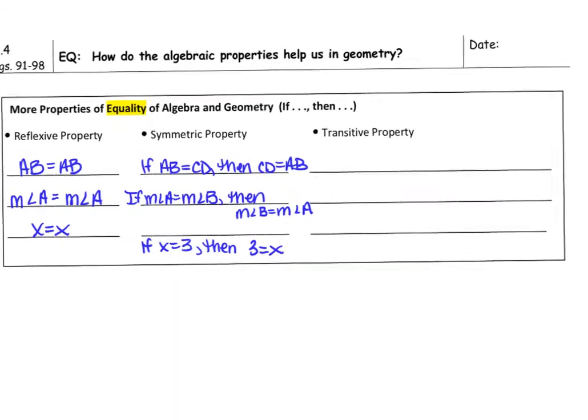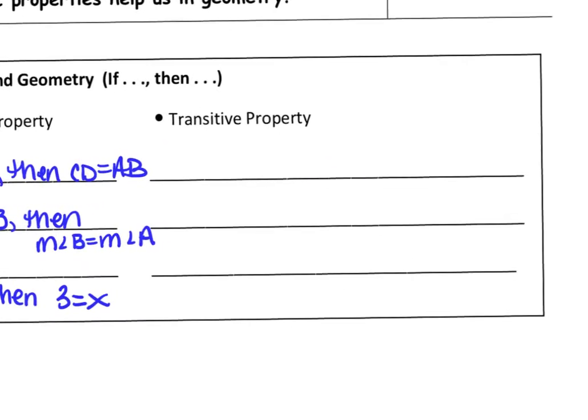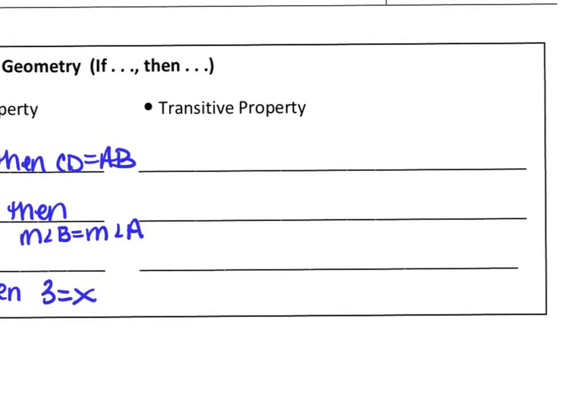The transitive property can be a little bit tricky, so I'm going to zoom in here. You might want to write small. So here's what the transitive property looks like. If AB is equal to CD and AB is equal to EF, then CD is equal to EF.